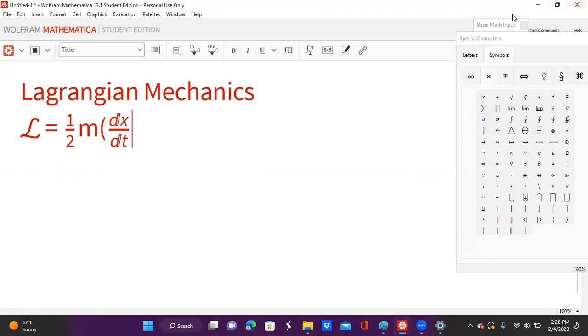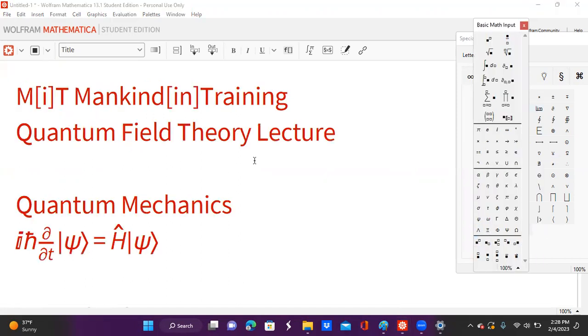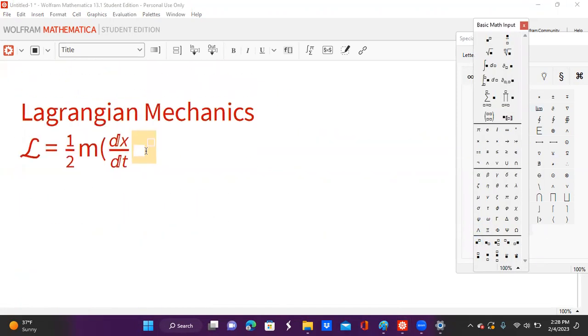This stuff is really weird. It is kind of hard to write some of these things out. Minus u of x. So we have kinetic energy here and potential energy here, making up the Lagrangian. And there's a Lagrangian density that's the difference between the two.